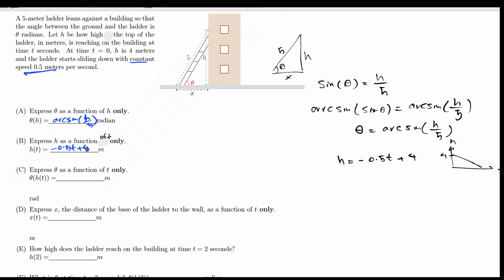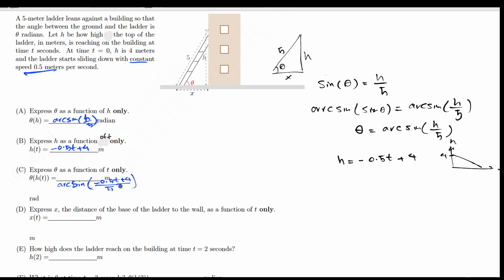The next part is asking, express theta as a function of t only. That is basically, h is a function of t, theta is a function of h. They're asking us to compose the two functions. So you end up with arc sine of negative 0.5 t plus 4, all divided by 5. And that gives you the function of t only.